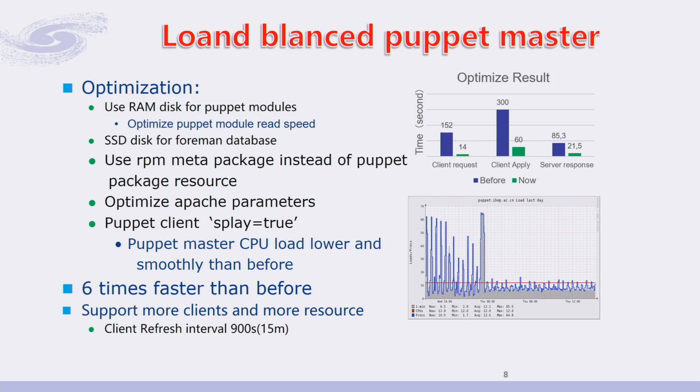And then we optimize the HTTP parameters. And for the client, we set it as play with 2. When the Puppet boots, the Puppet client will start at the same time. If we boot 1,000 machines at the same time, the Puppet clients will start at the same time. It will make 1,000 requests to the Puppet master. So you can look here.